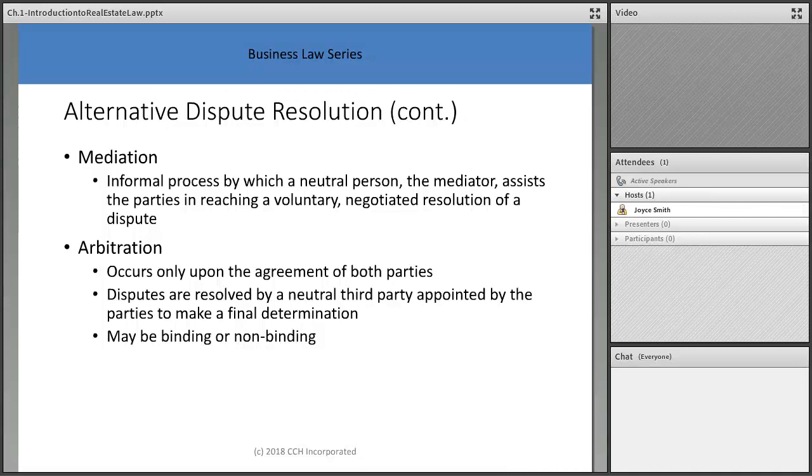Arbitration occurs only upon the agreement of both parties. Disputes are resolved by a neutral third party appointed by the parties to make the final determination. And it can be binding or non-binding. In my real estate contracts, when I manage real estate in a professional and commercial environment, a lot of them say that a case may be heard through arbitration and it will be binding based on the decision. So very often, this whole question of whether you can do ADR will be covered in the contract. It states beforehand that ADR is a recommended way to hear the case.